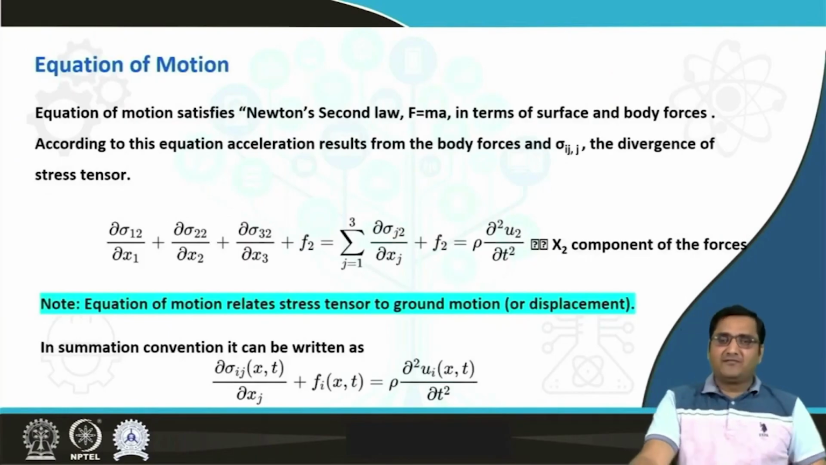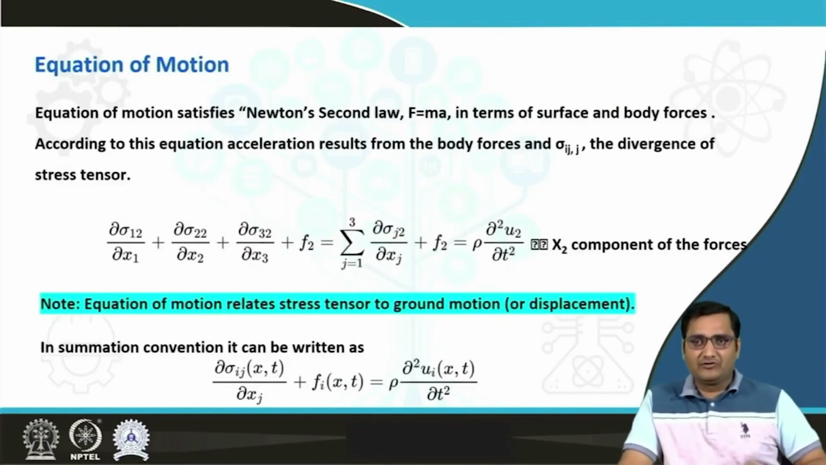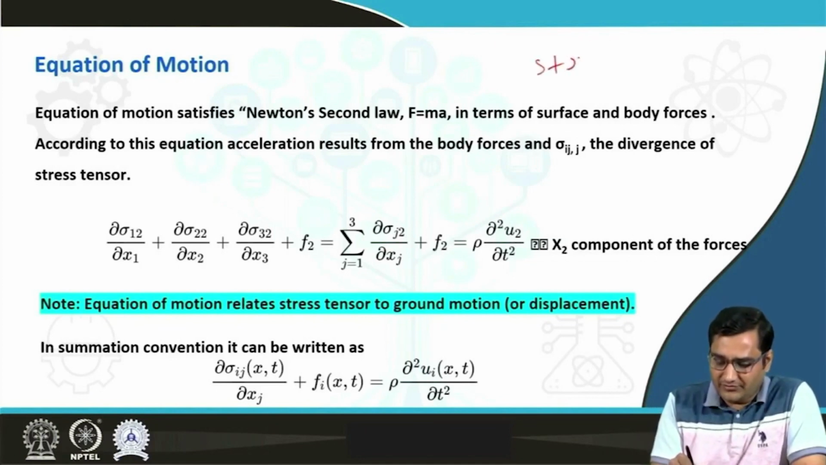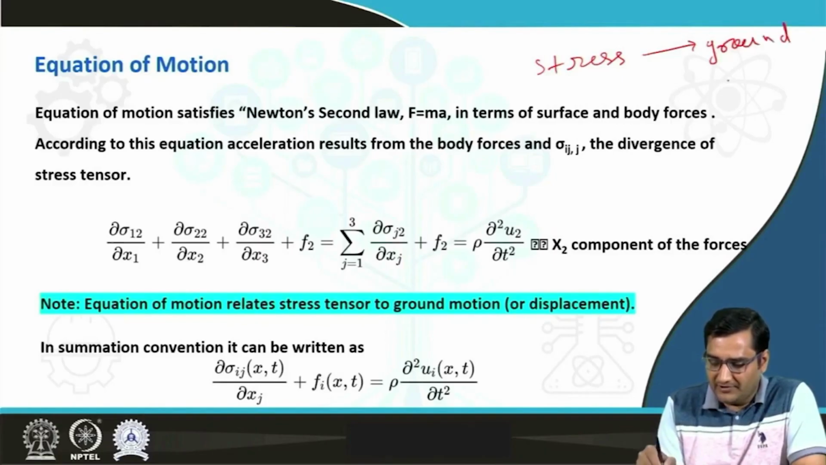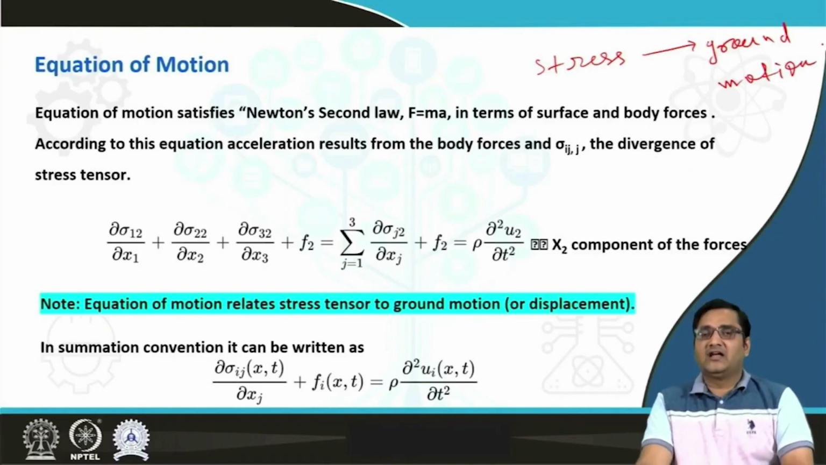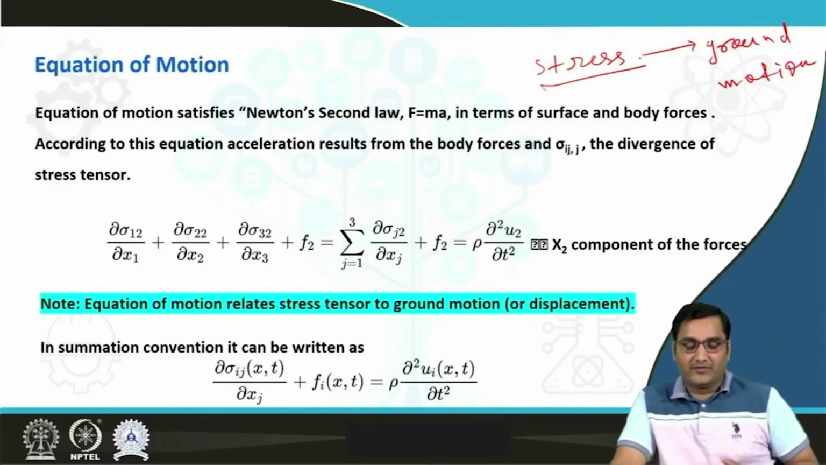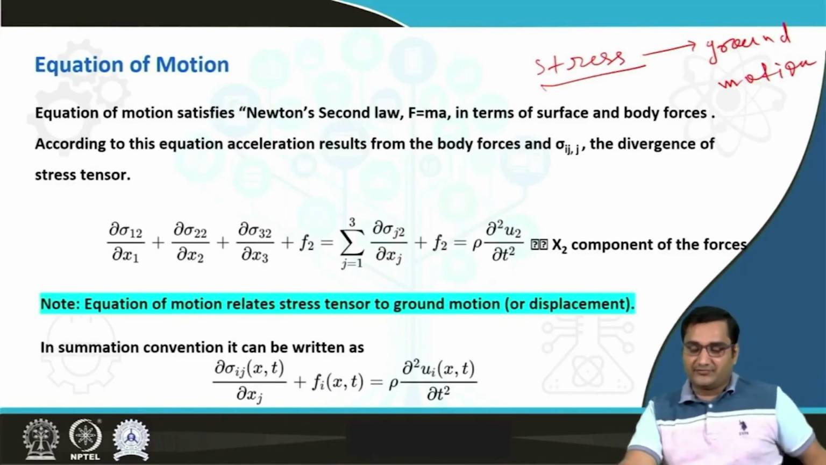So let's start with the equation of motion. The equation of motion basically relates the stress with the ground motion. So you want to relate your stress with the ground motion during the happening of the strain. You can say all the ground motion happening on the ground is basically from the stress. So you want to have some kind of equation that can relate stress to the ground motion.